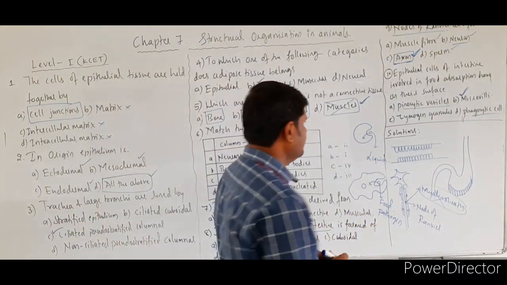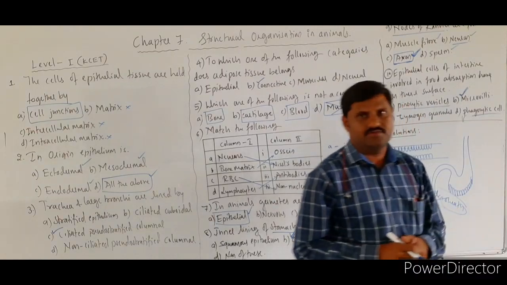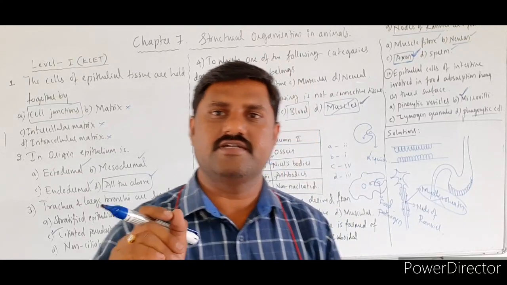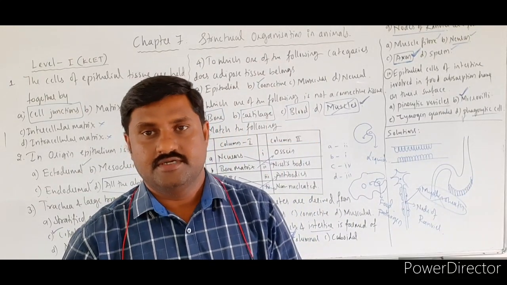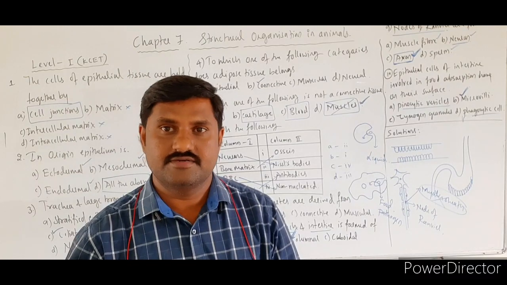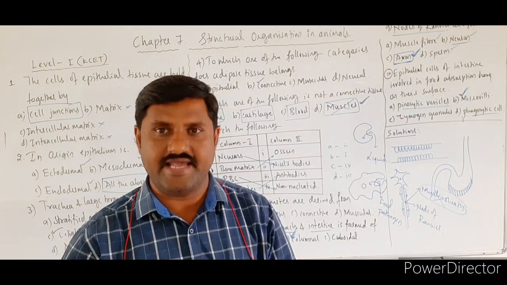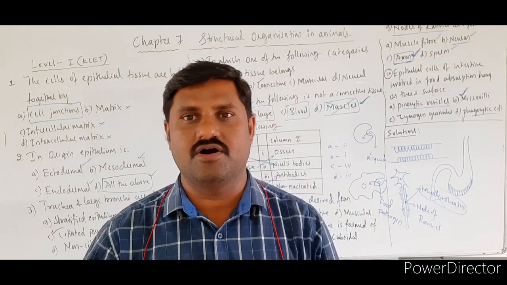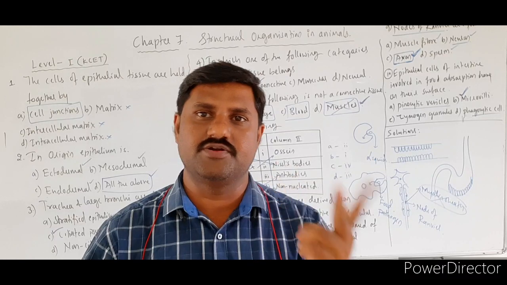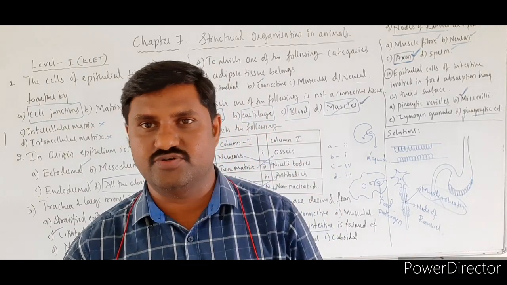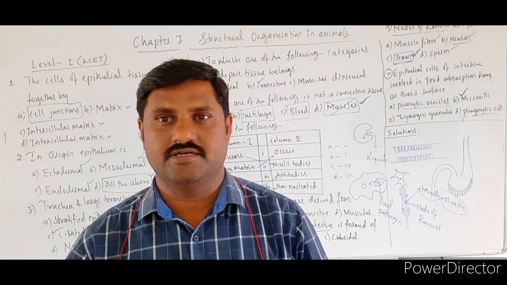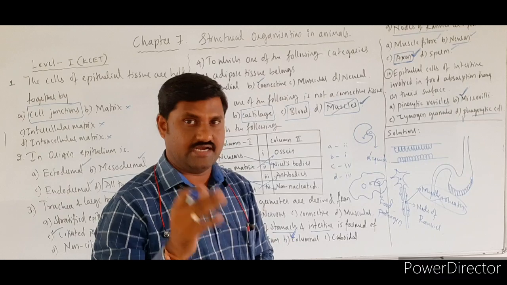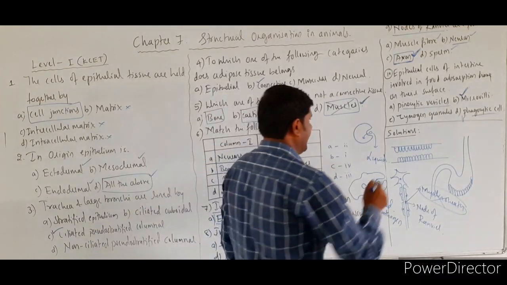And one more is there, zymogen granules. What are these? These are the specialized granules present in the pancreatic gland or pancreas itself. Especially this gland is a mixed gland. Why? Because it has two parts. One is the endocrine part and another one is the exocrine part. In the exocrine part, there are certain specialized cell organelles that are zymogen granules.